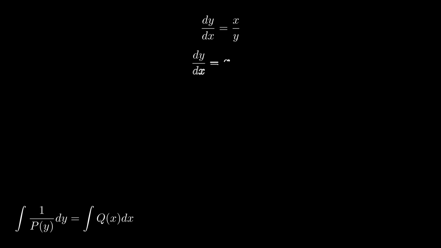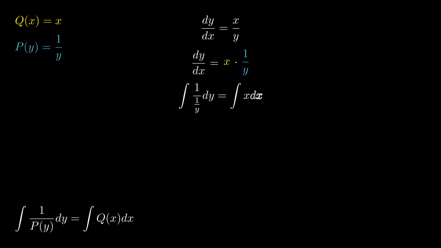So we can rewrite our equation in the form of dy over dx is equal to x times 1 over y. And here we can clearly see that p of y is the only expression in terms of y, so it will be 1 over y. And q of x is the only expression in terms of x, so that will be x. We can highlight them in colors. And then let's rewrite them in the corner of the screen, just for simplicity. And now at this point we can substitute into the formula. So the left hand side will get the integral of 1 over 1 over y, which is the integral of 1 over p of y, equal to simply the integral of x, because x is equal to q of x.